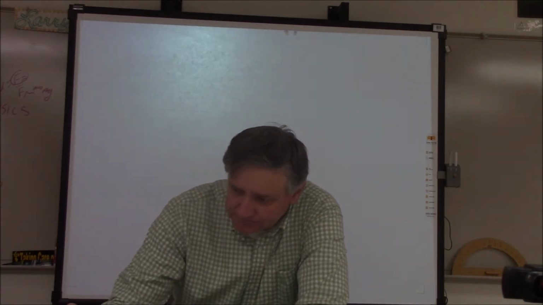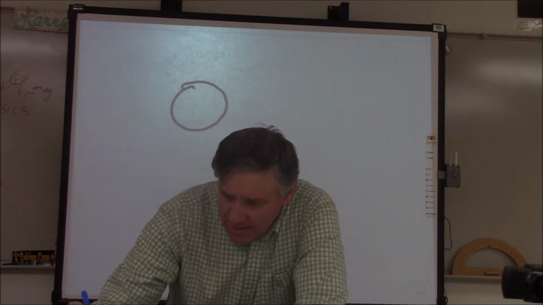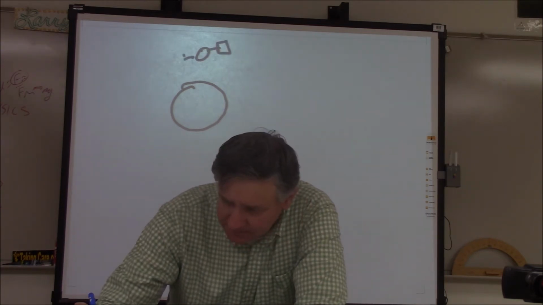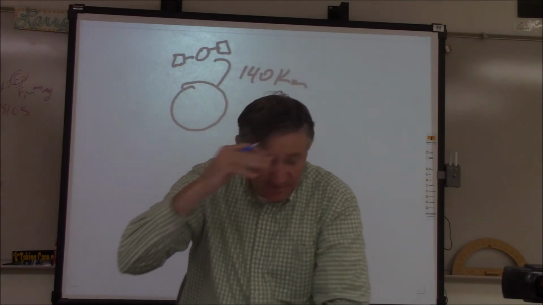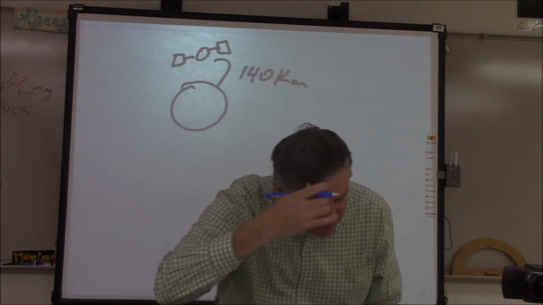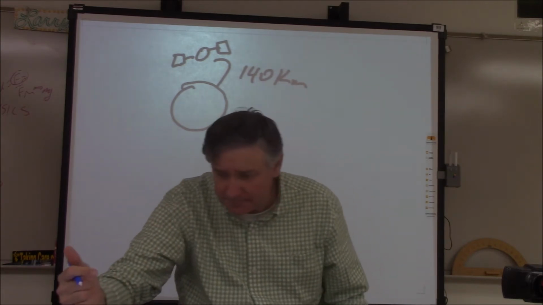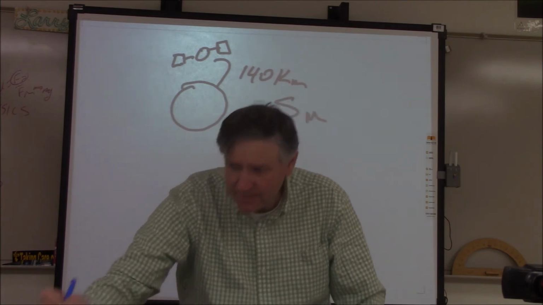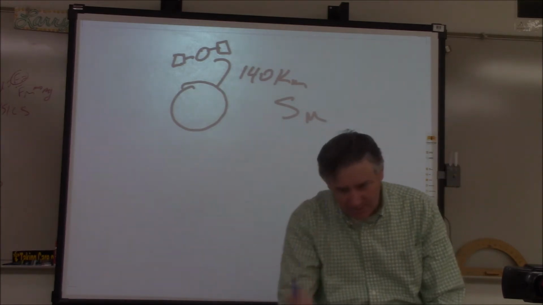Now, we're going to talk about satellites. So here's the Earth, and here's the satellite. Let's say that it's orbiting 140 kilometers above the surface of the Earth, and that's typically where satellites orbit, in a near-Earth orbit. And let's say that this is going to be the satellite Maddie. So Maddie is the name of our satellite, and Maddie is orbiting around the Earth.